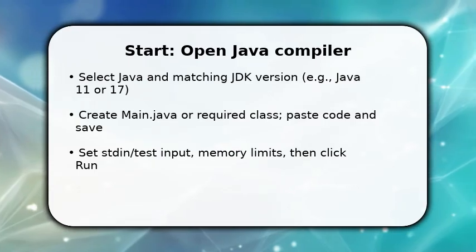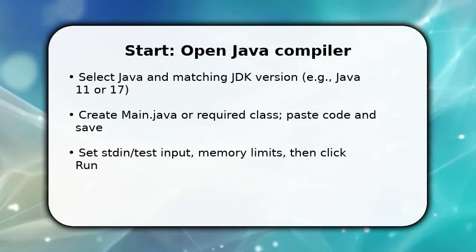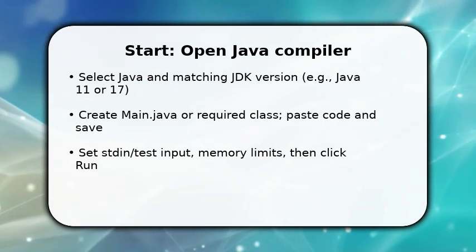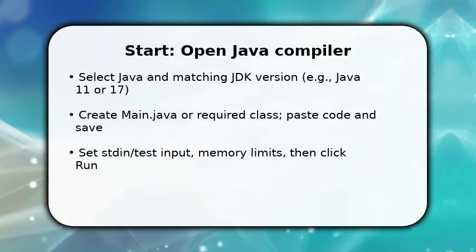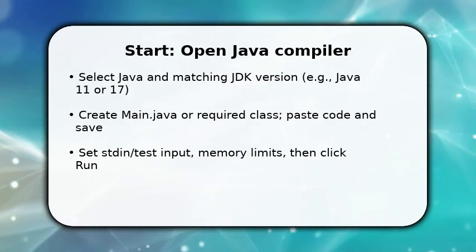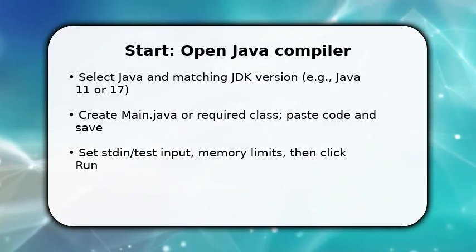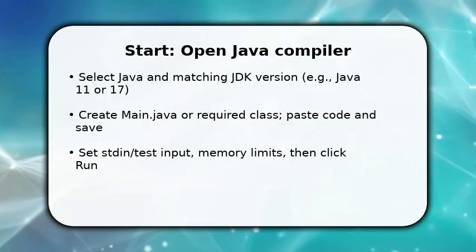Enjoy the video. You'll start by opening the online compiler and selecting Java as the language. Make sure you pick the correct JDK version for your project. Mismatched versions cause errors. Create a new file named Main.java or the required class name, then paste or type your code.